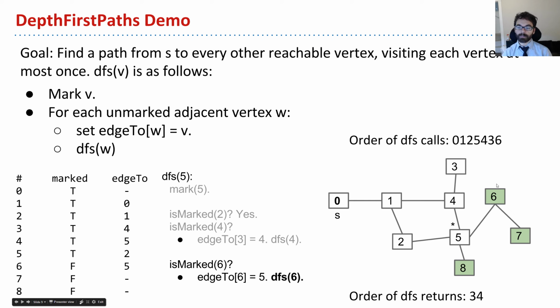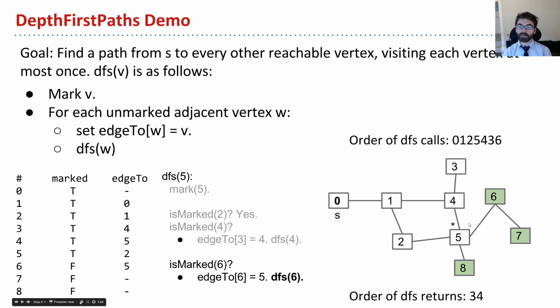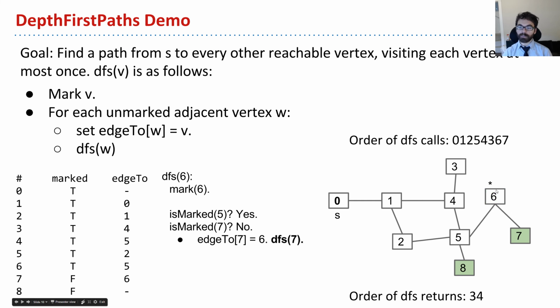And at that point, we have an unmarked child, or a neighbor. Oops. We have an unmarked child, 6. So we'll set edge 2 of 6 to 5. So notice I just changed that. And so we arrive at this position.